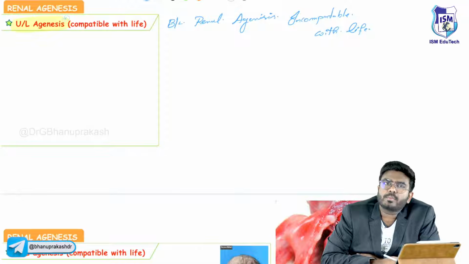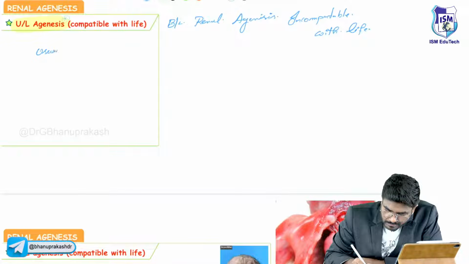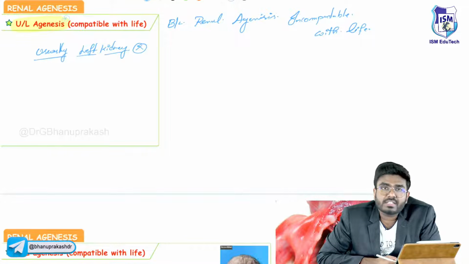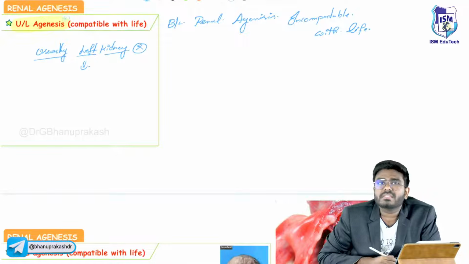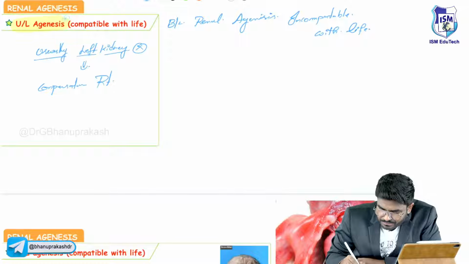Now, which kidney is most commonly going to be absent? Usually the left kidney is going to be absent. When the left kidney is absent, all the work is going to be done by the right kidney. So there is going to be compensatory hyperplasia seen in the right kidney.